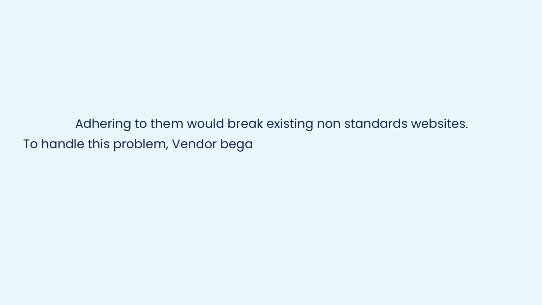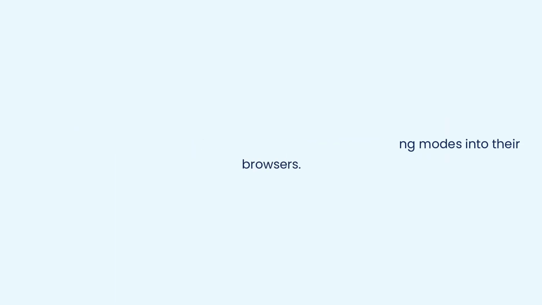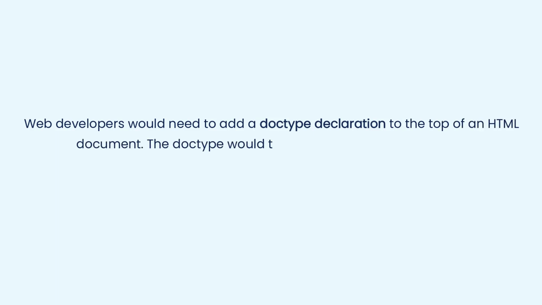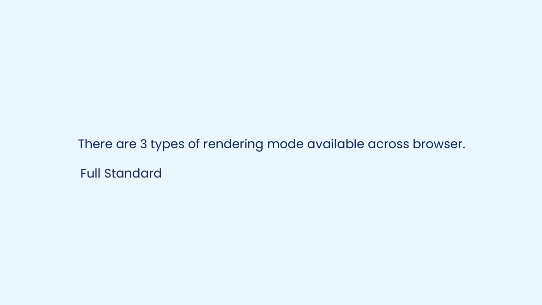To handle this problem, vendors began programming rendering methods into their browsers. Web developers would need to add a doctype declaration to the top of the HTML document. The declaration tells the browser which rendering method to use. There are three rendering modes available across the browsers: one, full standards mode; second, quirks mode; and third, almost standards mode.